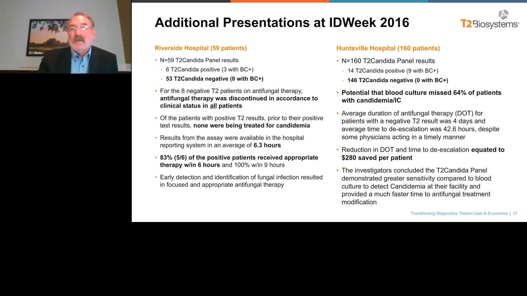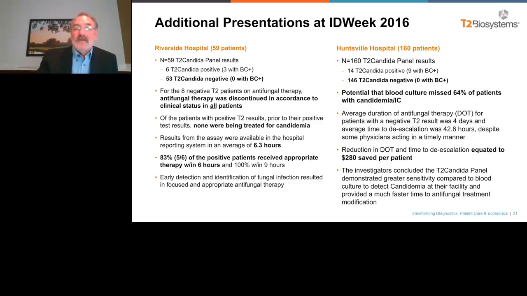In Huntsville, testing 160 T2Candida panel results, 14 were positive, 9 with positive blood cultures. 146 were negative. None of them had positive blood cultures. There was a potential that blood culture missed 64% of patients with Candidemia or invasive Candidiasis. The average duration of antifungal therapy in terms of days of therapy for patients with a negative T2 result was 4 days, and the average time to de-escalation was 42.6 hours.